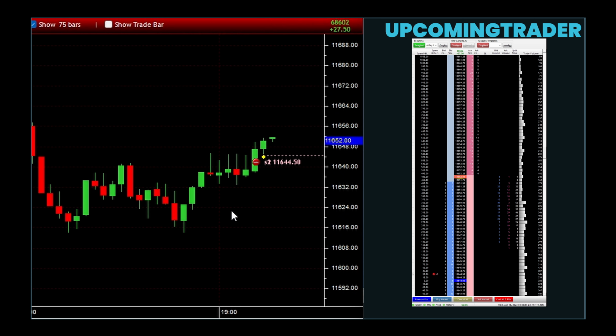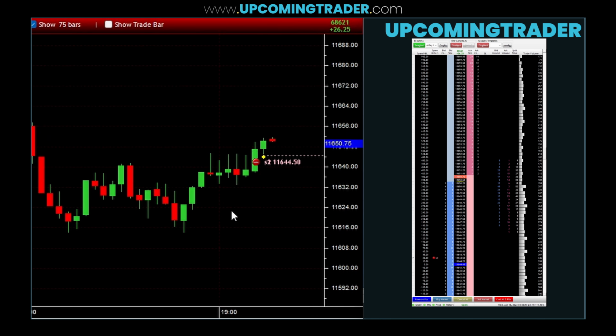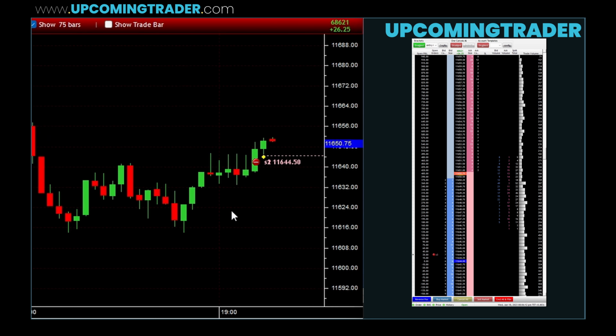Another mistake is ignoring the low volume areas. These low volume zones are where price can move very quickly, and this can be a big opportunity if you are looking for breakout trades. Do not overlook these areas because they can be just as valuable as the high volume ones.